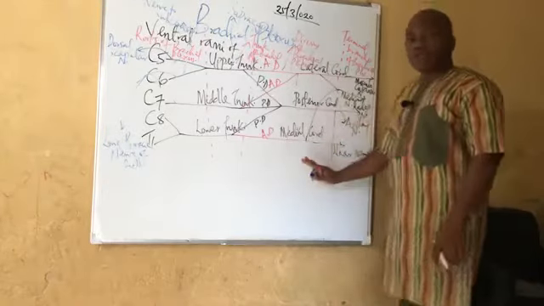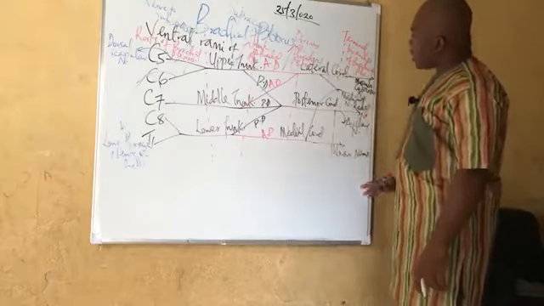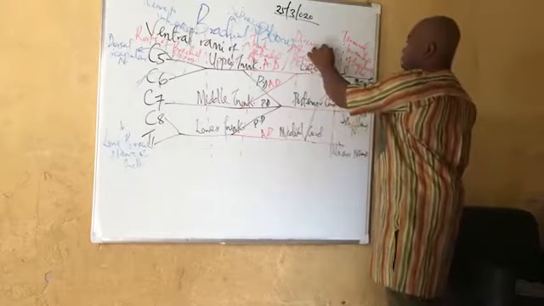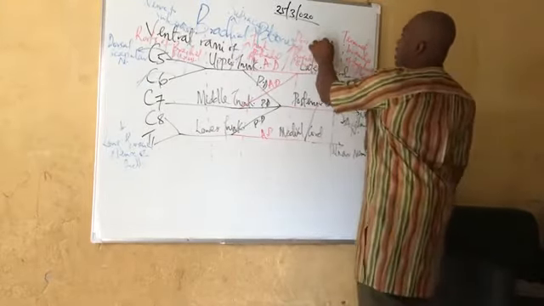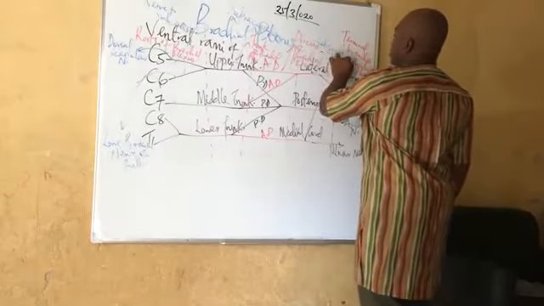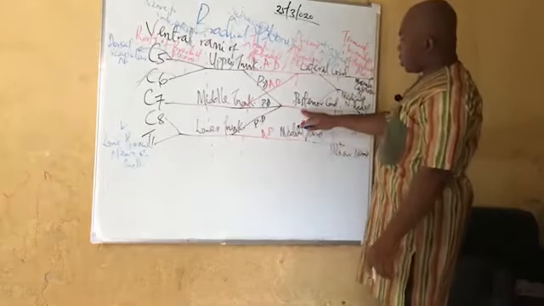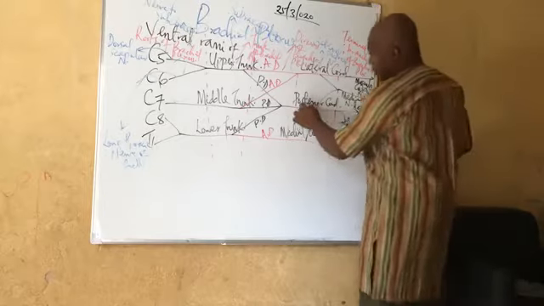Then we move over to the cords of the brachial plexus. From the lateral cord, a branch comes out, and that branch is called the lateral pectoral nerve.